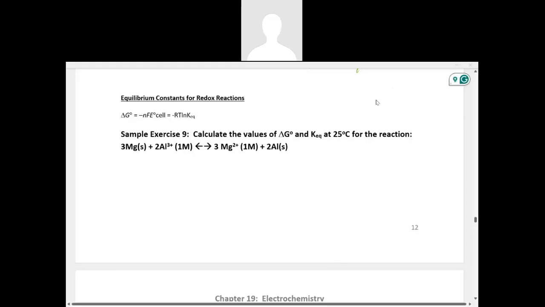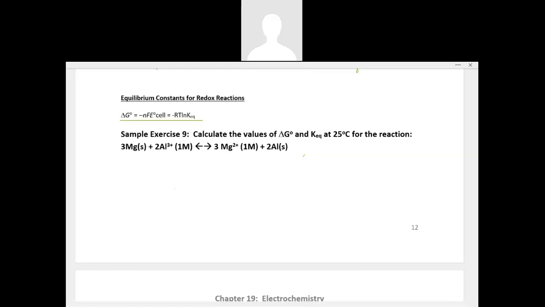In this video, we're going to take a look at sample exercise 9 from chapter 19 on electrochemistry. In the last video, we were able to determine by solving for E cell whether or not we had a spontaneous or non-spontaneous reaction. But we didn't actually assign a numeric value to our delta G. So say we do want to find the actual value, a number to associate with our delta G, we can use this equation shown here that relates negative nFE cell to delta G.